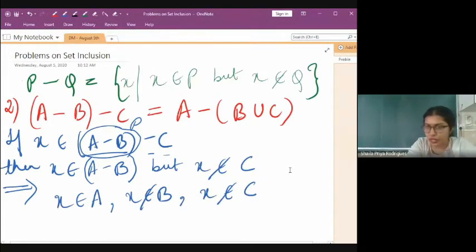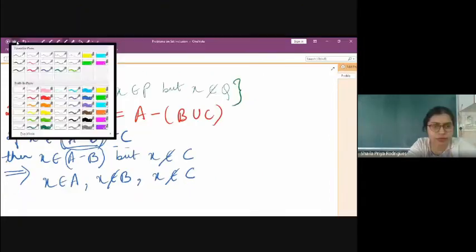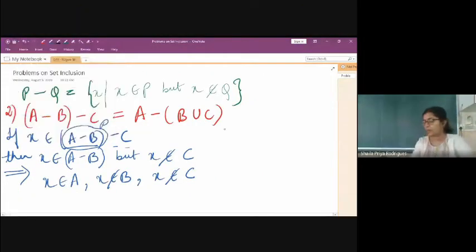Where do we want to reach from here is the question. Why are we writing this? Where do we want x to be in? Which set? We want x to be in this set over here, right? A minus B union C.